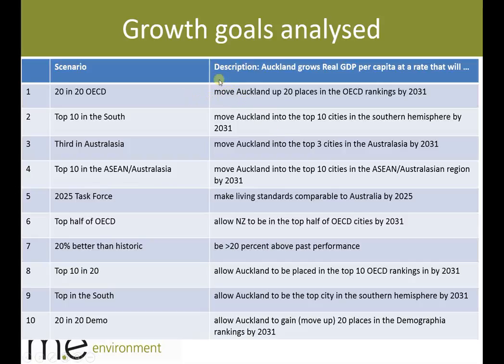Some of the scenarios or the descriptions were to move Auckland up 20 places in the OECD rankings. These are the types of policy questions that may be answered. Move Auckland into the top 10 cities in the Southern Hemisphere by 2031. Move Auckland into the top 3 cities in Australasia by 2031. So again, what does this mean? What does this mean for GDP? What does this mean for different industries?